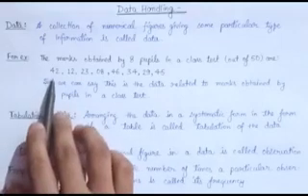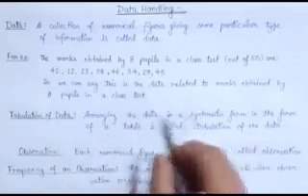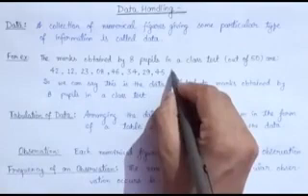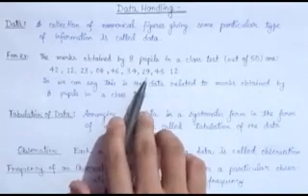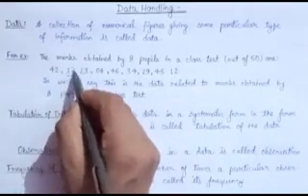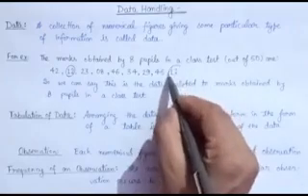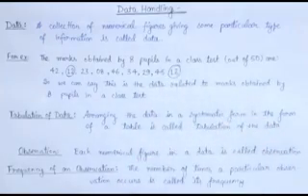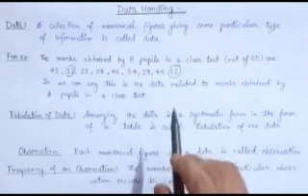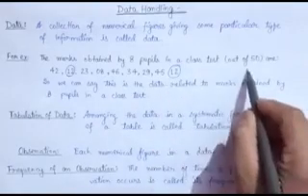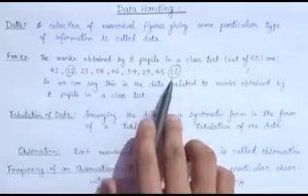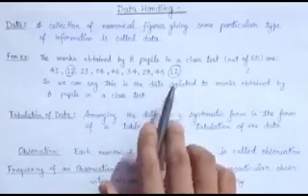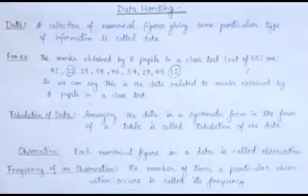For example, in these marks, if we add 12 one more time, then you can see that in this data 12 has occurred two times. This is 1 and this is 2. So here we can say that the frequency of the particular observation 12 is 2. Why? Because this observation 12 has occurred two times in this given data. So I hope you have understood how to calculate the frequency of an observation.